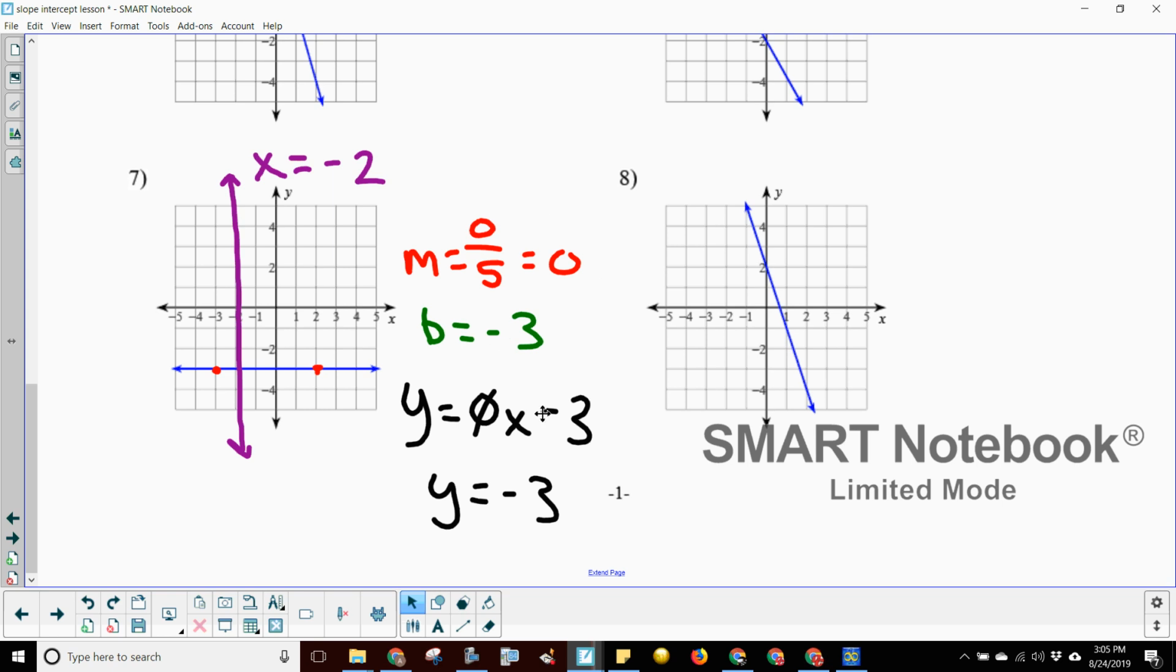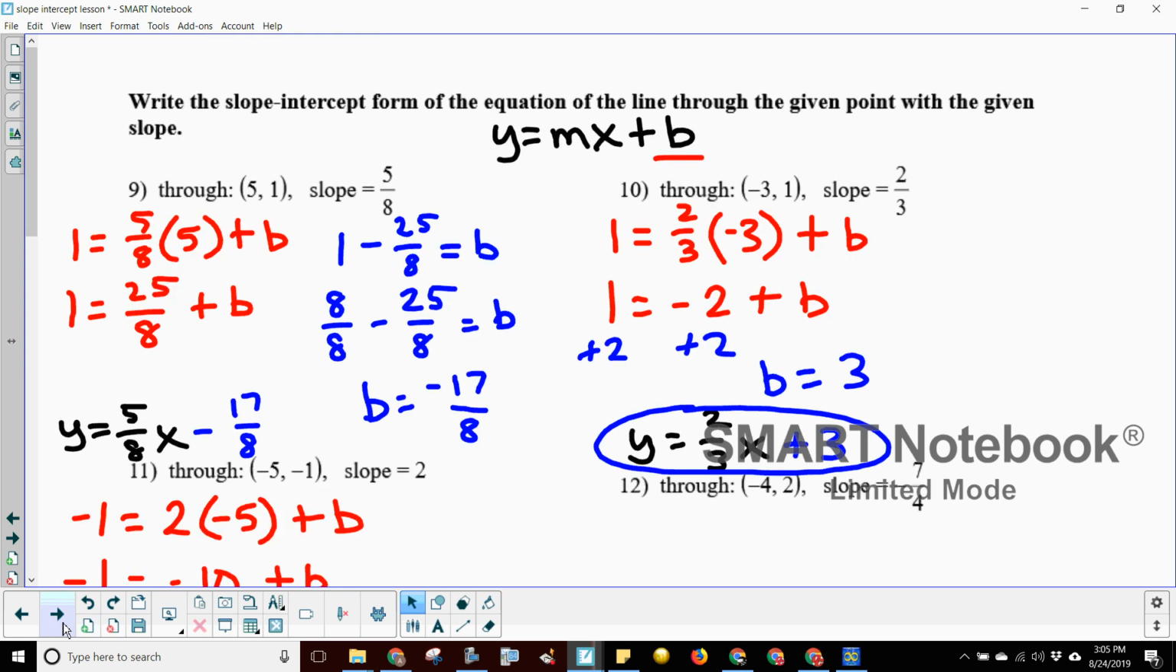Well, I just take m and b, plug it in. I'm actually okay with either one of these answers because 0 times x is going to be 0, and then the 0 doesn't even matter. So if you want to write it either way, it's fine with me.